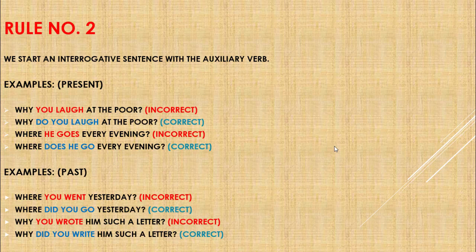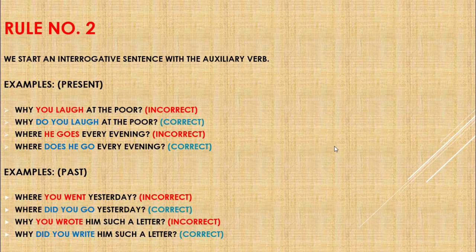Similarly, where he goes every evening is incorrect. The correct sentence is where does he go every evening? So we have to start the interrogative sentence with the auxiliary verb do or does.